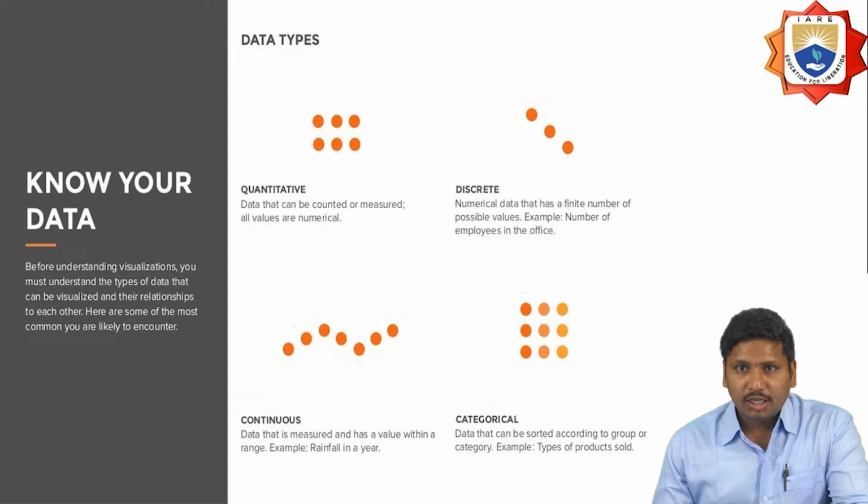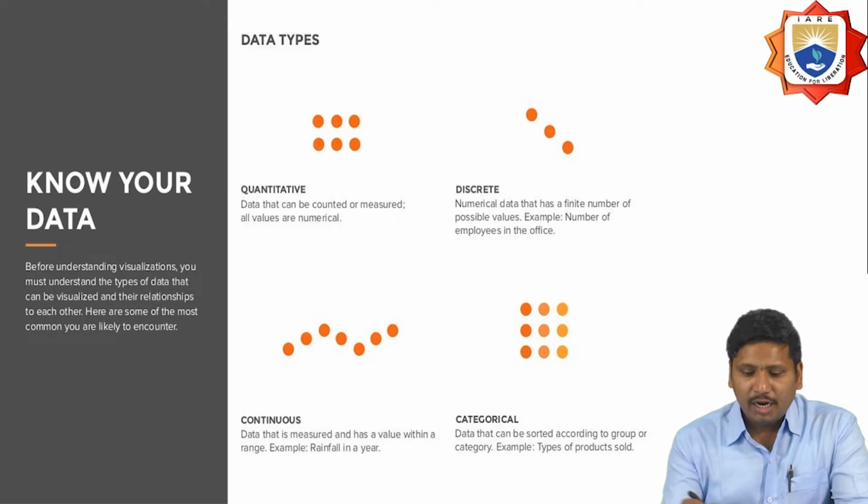And then the continuous data type. Continuous data means the data is measured and has a value within a range. Suppose the range is specified. An example is the rainfall in a year. That should be a continuous data type. And the next one is the categorical data type. The categorical data type is nothing but the data which can be sorted according to a group or category. So an example is the type of product sold.